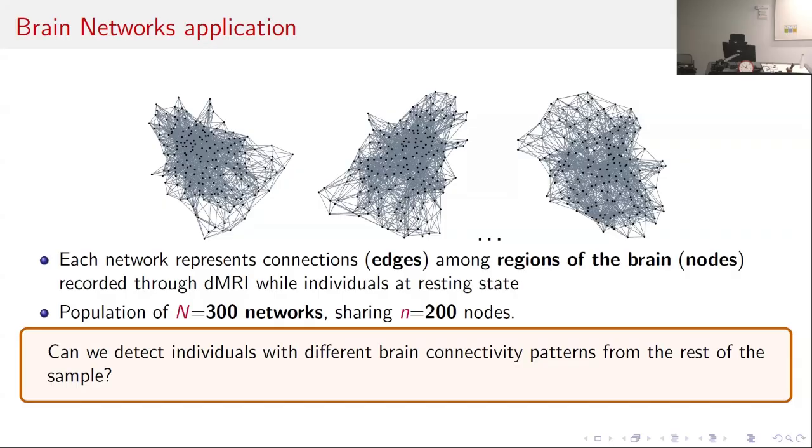And we have here a population of 300 networks, and they're sharing the same 200 nodes. So the brain regions are 200 here. And the research question for this application, we also have another one, but I haven't included that due to time constraints. For this one, it was whether we can detect individuals that have brain connectivity patterns that are different from the rest of the sampling.